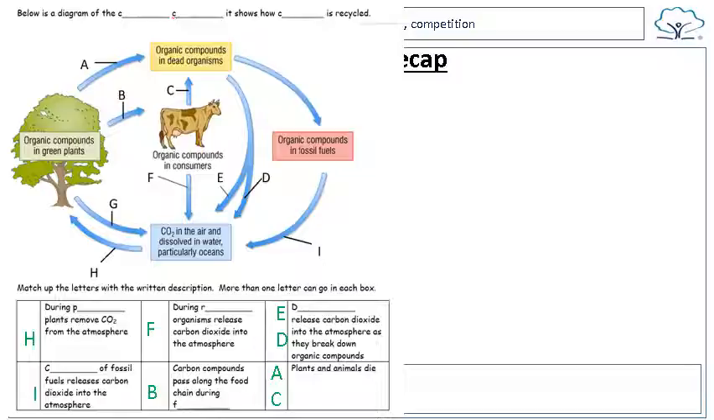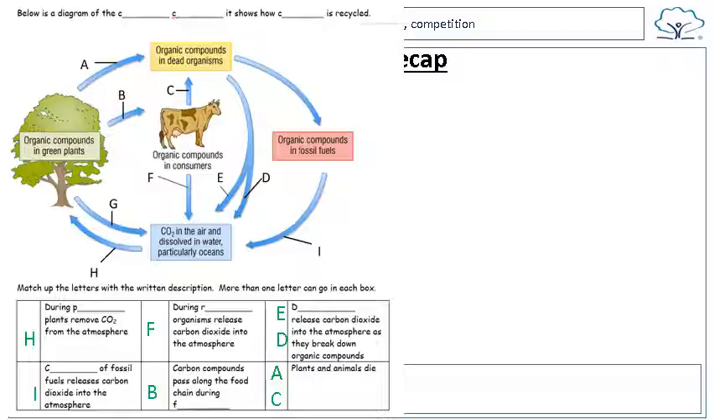Carbon compounds then pass along the food chain during feeding. B is showing that. Plants and animals die as shown by A and C. Please make sure you fill those gaps in. Please make sure you've matched the correct letters up.